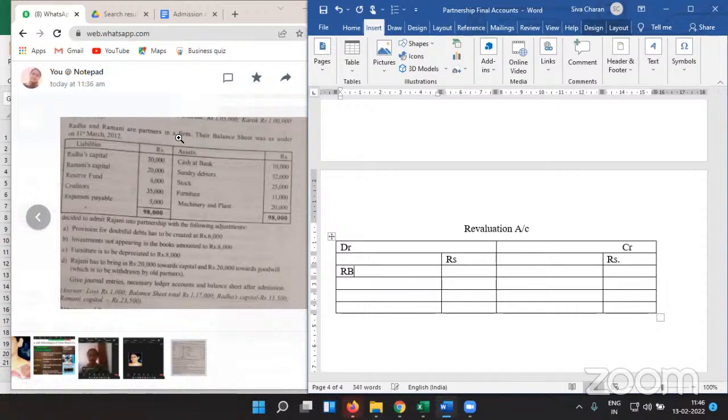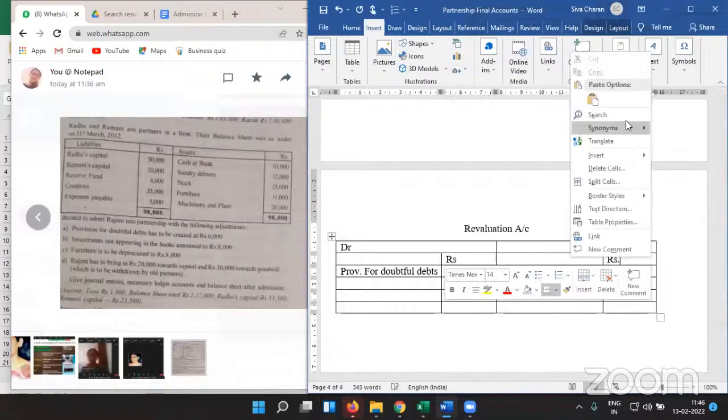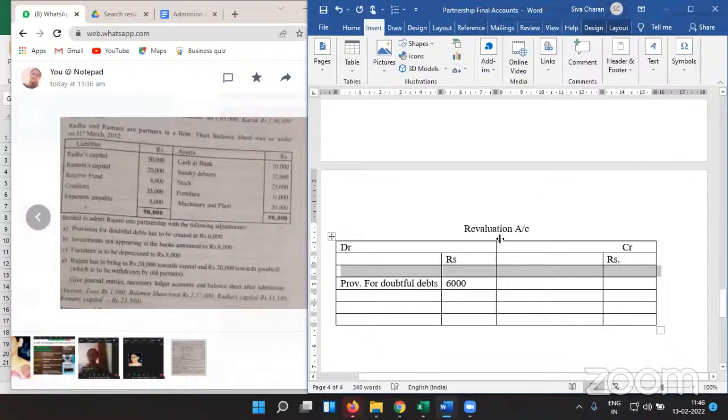So RBD or PBD, provision for doubtful debts. What is the amount he said to create? 6,000. Decrease in the assets, decrease in the liabilities. Okay. I'll show you here. You should remember this is the sign again. Now, what is that? Increase of liabilities.